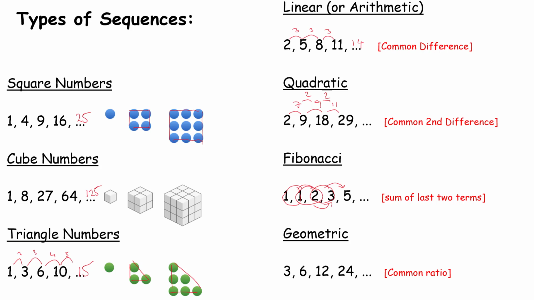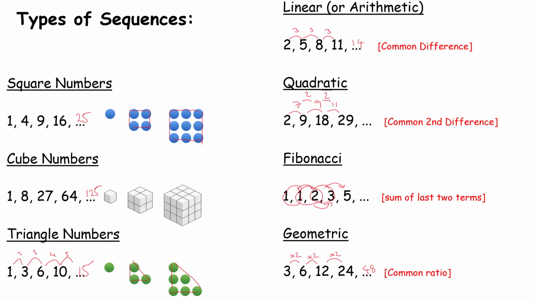Finally, geometric sequences, they don't have a common difference, they have a common ratio, which means you can get the next term by multiplying the previous one by the same number. So if you have a look at this one here, if I multiply 3 by 2, I get 6. 6 times 2 is 12, and 12 times 2 is 24. So a geometric sequence has a common ratio, not a common difference. So you can multiply them by the same number each time to get the next one in the sequence. So the next number in my sequence here is going to be 48.